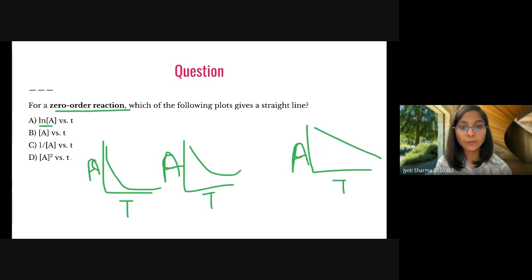So whether it should be the natural log of A, or 1 by A, or A square, that will give you the straight line for the zero order reaction. How should we plot so that it will give us the straight line? Can you tell me the answer? For zero order reaction, which of the following plots gives a straight line?